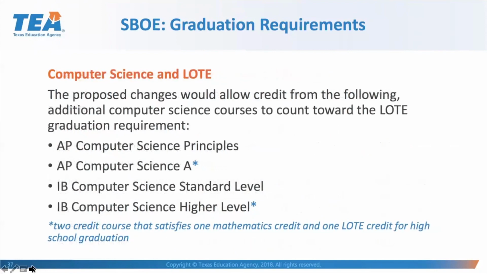So the courses you see here, AP Computer Science Principles, AP Computer Science A, IB Computer Science Standard Level, and IB Computer Science Higher Level, all count towards the LOTE graduation requirements. And as a reminder, you see the asterisks here: both AP Computer Science A and IB Computer Science Higher Level satisfy both the mathematics and also the LOTE credit for graduation.